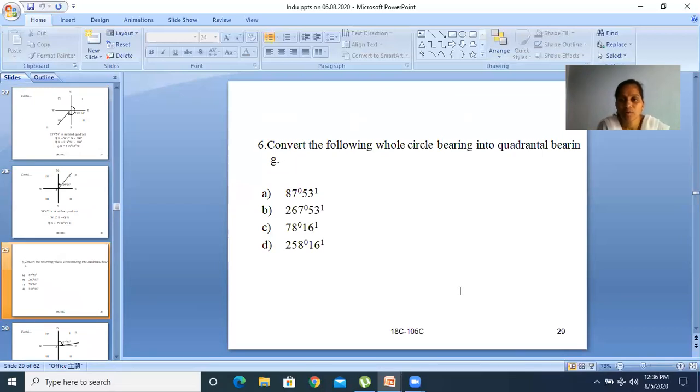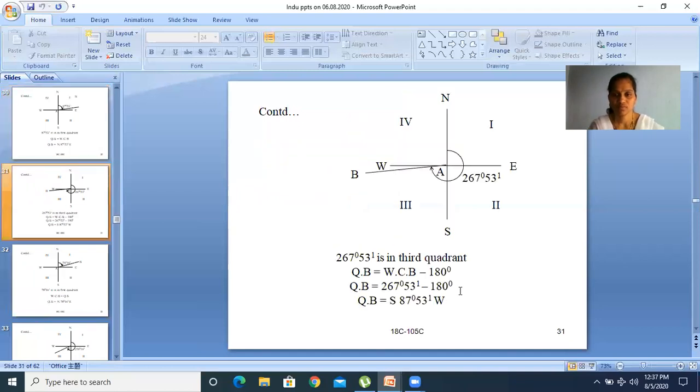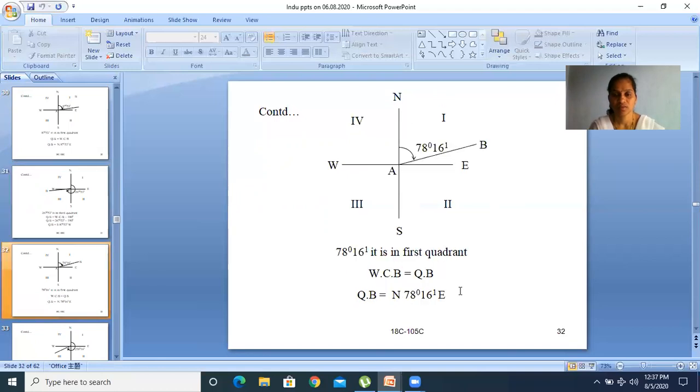Convert the following WCB into quadrantal bearings. You can note down the sum and you can do it. 87 degrees 53 minutes, 267 degrees 53 minutes, 78 degrees 16 minutes, 258 degrees 16 minutes. Same as usual. Okay, you note it.